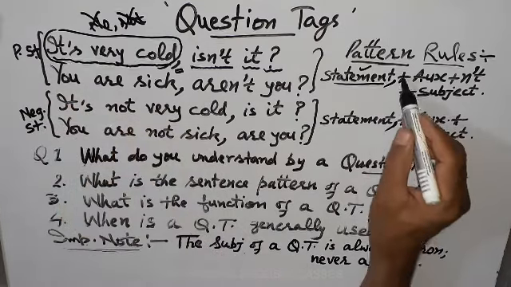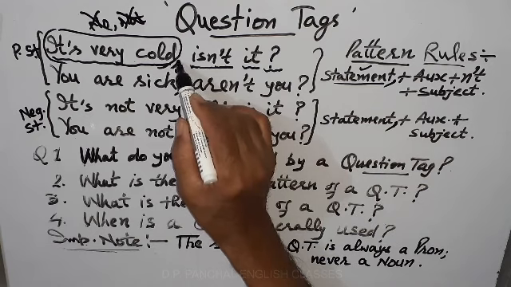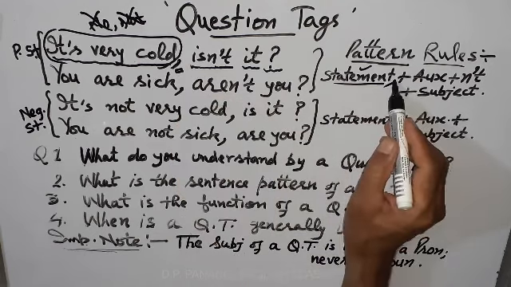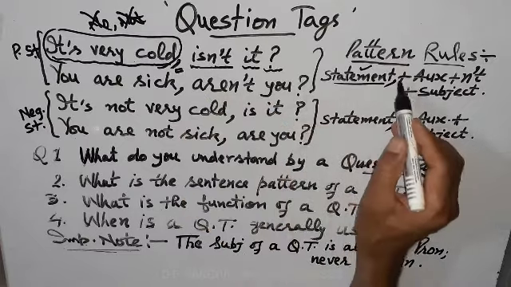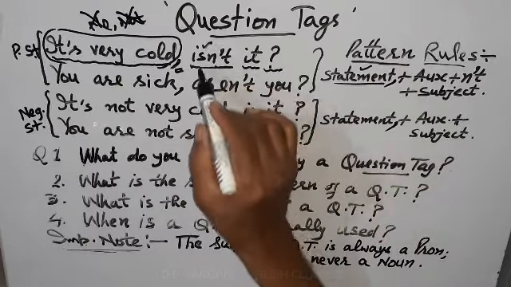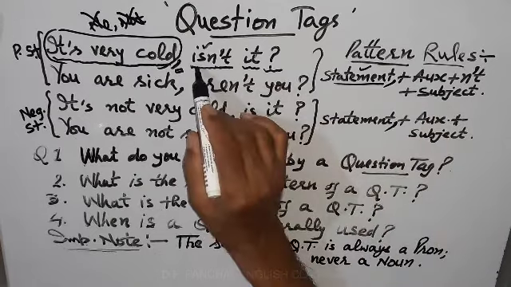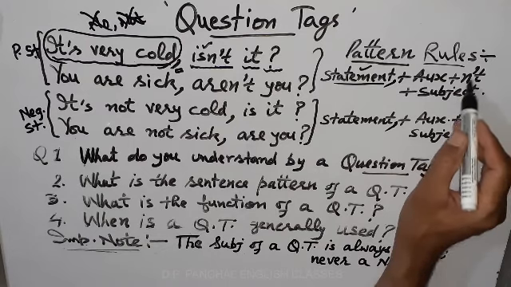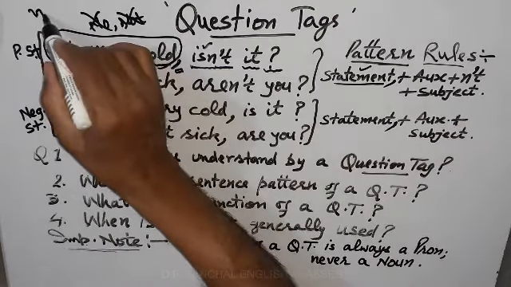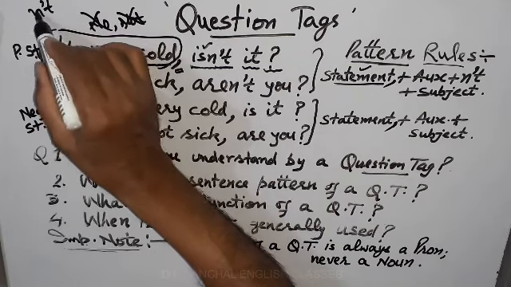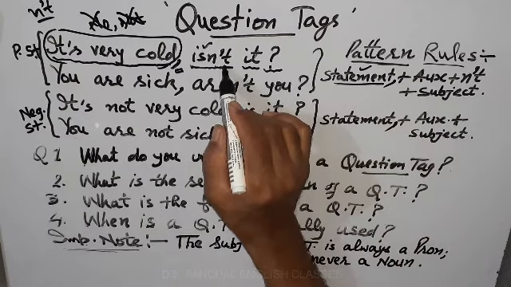Okay. Then plus statement. It follows a comma. Statement is followed by a comma. Clear? Then after the comma, what has been written? This is an auxiliary. AUX means auxiliary, is, plus contracted form of not. Not has been written in this contracted form. Auxiliary plus contracted form of not.